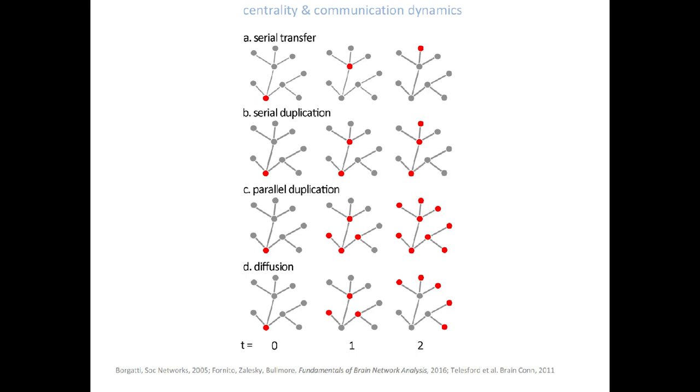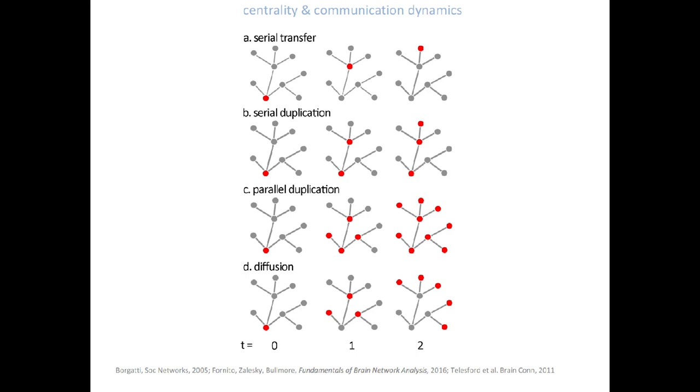One example of this is serial transfer, where if we've got a signal, it starts at a node, it knows where it wants to go, so it follows the shortest path. At time one it starts here, then it moves to this node, and then to that node. You could imagine this is probably characteristic of how the mail service works. A post office gets a letter, it knows where it needs to go, and it tries to find the shortest route to get there. At each point the letter gets passed on along the way.